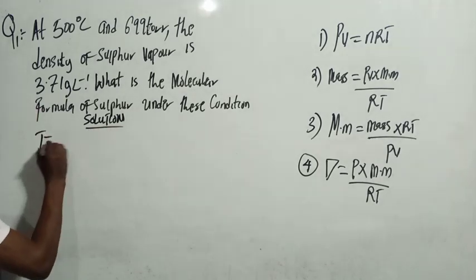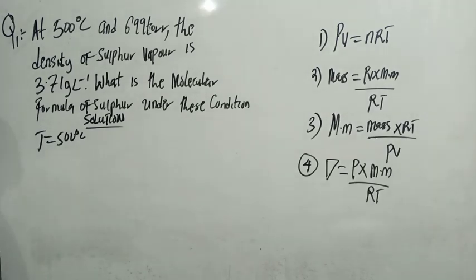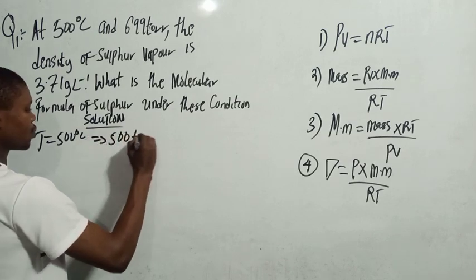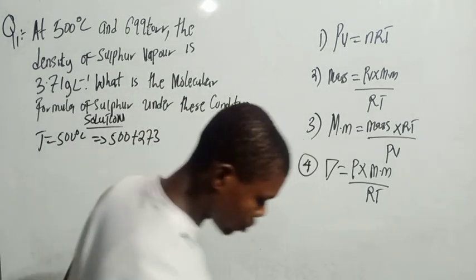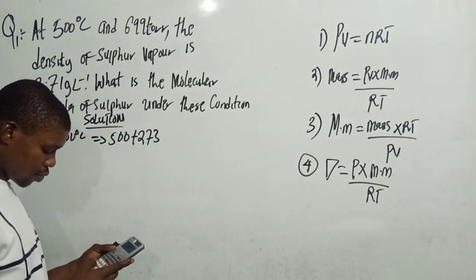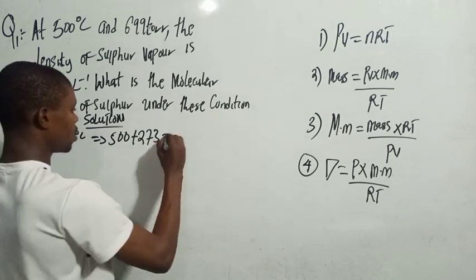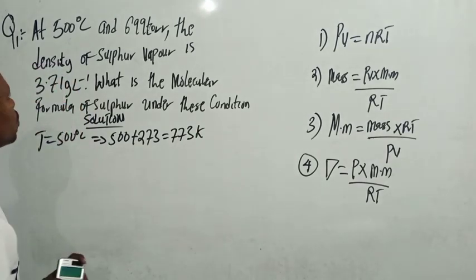Now temperature is 500 degrees centigrade. For every calculation, you must convert degrees centigrade to Kelvin. So it's going to be 500 plus 273, which will be 773 Kelvin.